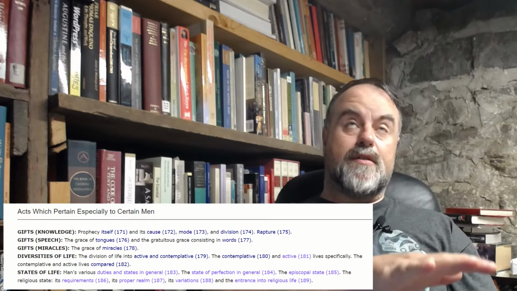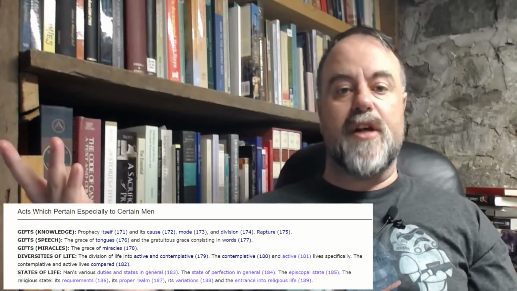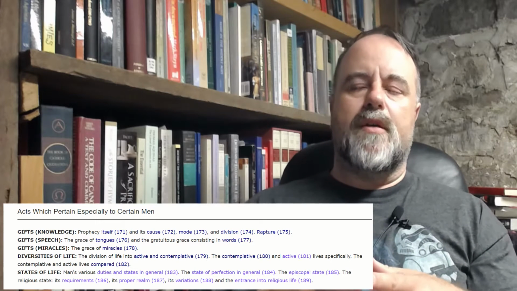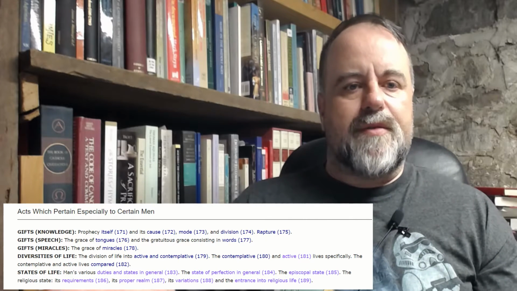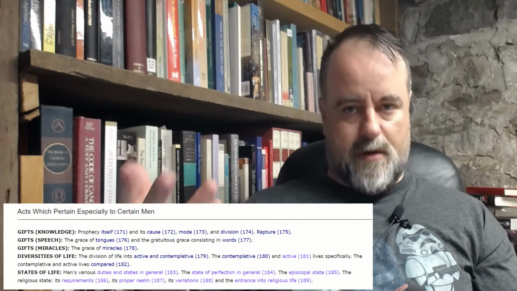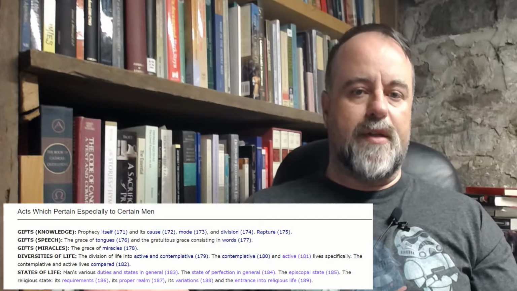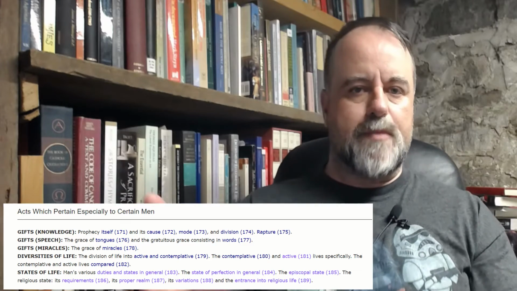Anyway, at the very end of the second part is a section called acts which pertain to certain men. The Prima Secundae and the Secunda Secundae are devoted mainly to what's true about human beings in general. So this would be equivalent to when Aristotle talks about ethics, right? The subject matter that Aristotle deals with in the ethics is mainly what Thomas Aquinas deals with in the second part. And of course, it's all with a Christian spin, obviously.